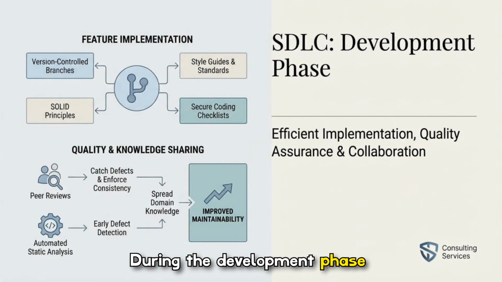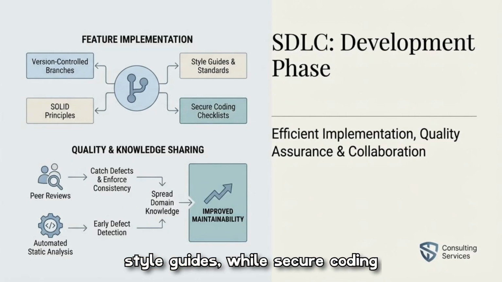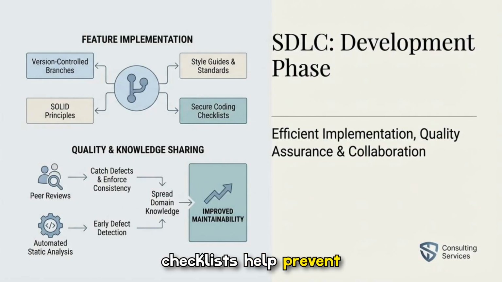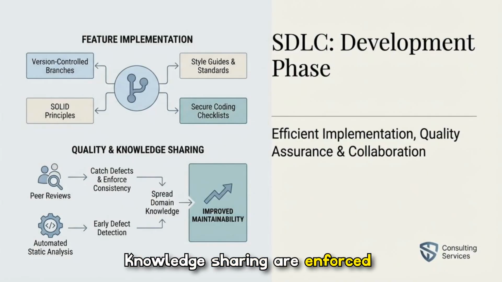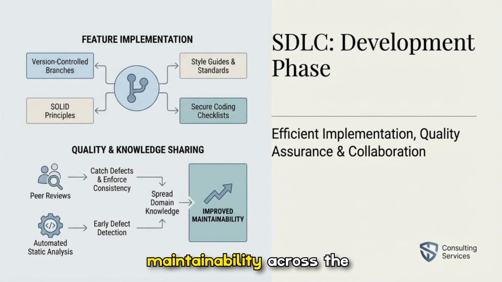During the development phase, teams implement features using version-controlled branches, SOLID principles, and agreed style guides, while secure coding checklists help prevent vulnerabilities. Quality and knowledge sharing are enforced through peer reviews and automated static analysis, which catch defects early and spread domain knowledge, ultimately improving maintainability across the codebase.